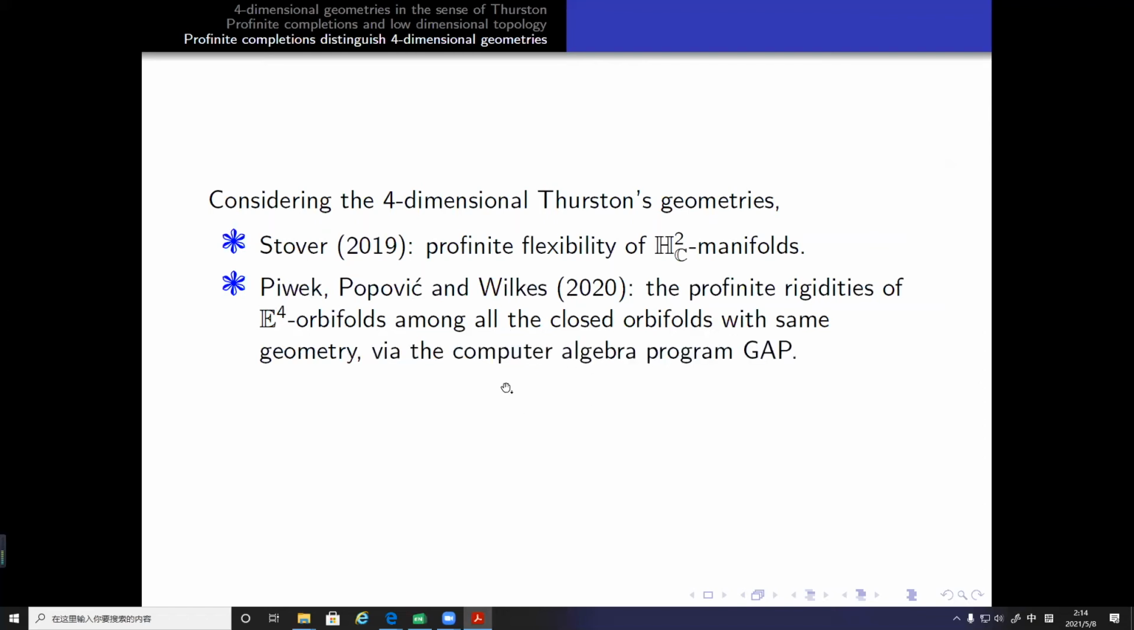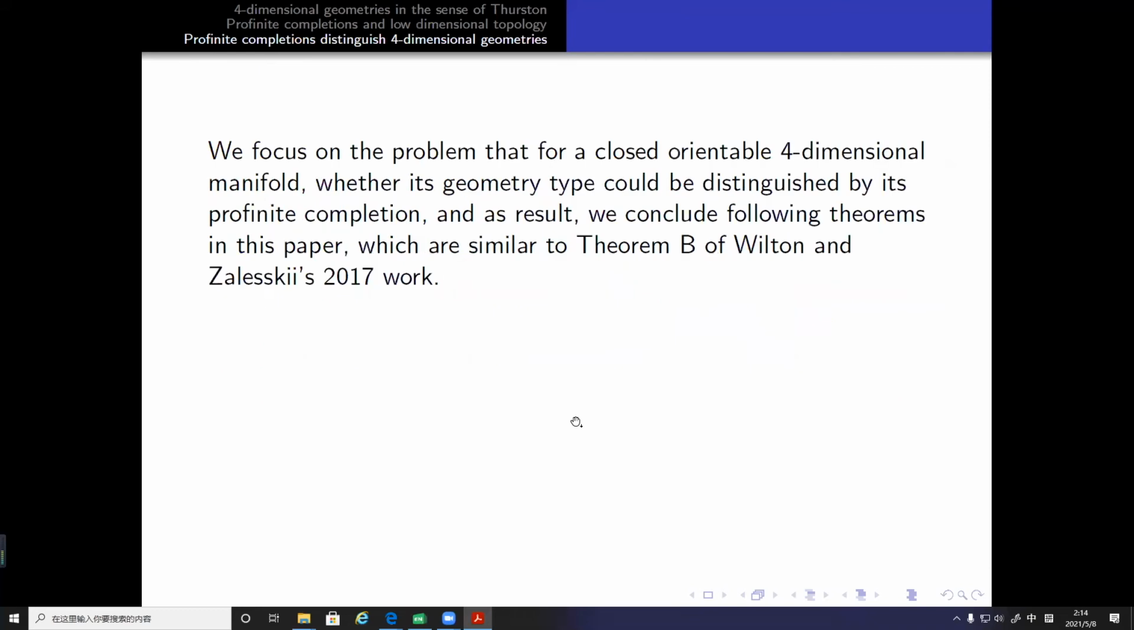Okay, and also, I think nowadays people study the profinite genus of certain flat manifolds, or maybe flat orbifolds. And today we focus on the problem of whether, for a closed orientable four-manifold, its geometry can be distinguished by its profinite completion. It's very similar to the 3-dimensional case of Wilton and Zalesskii.